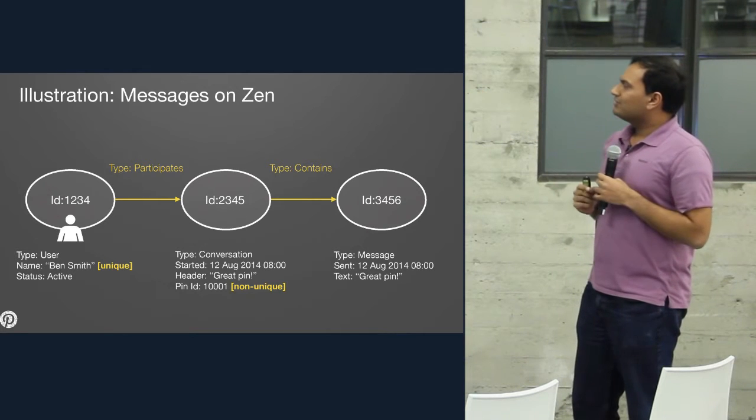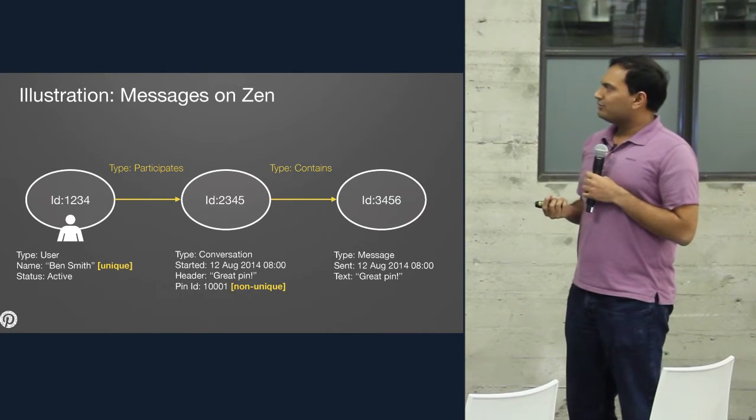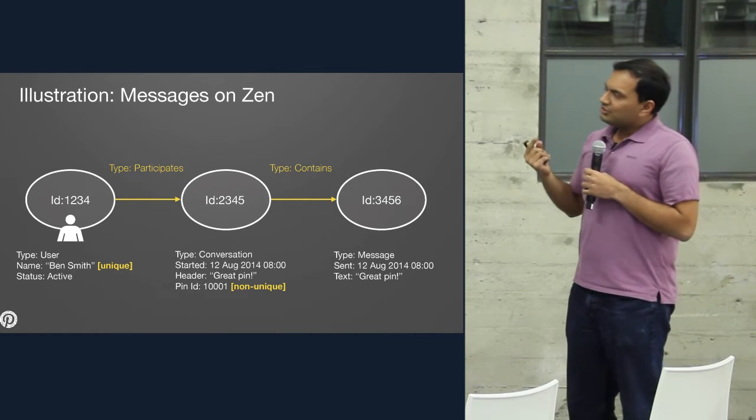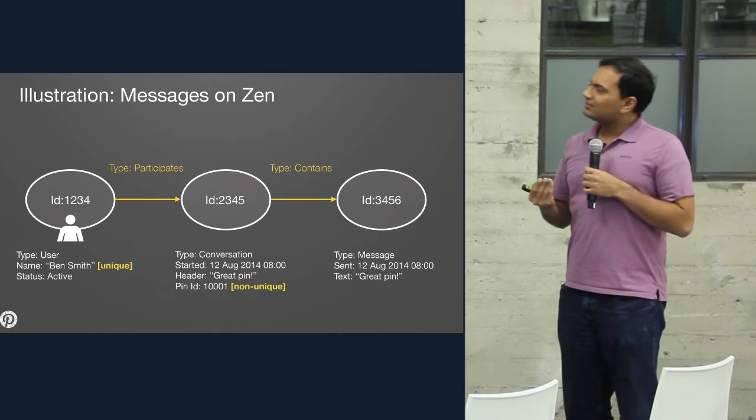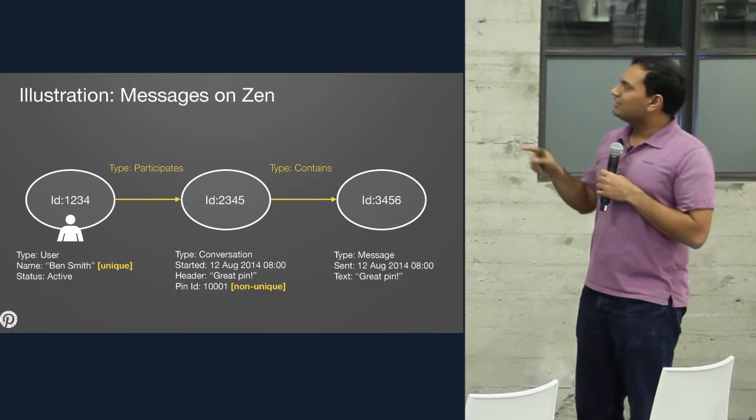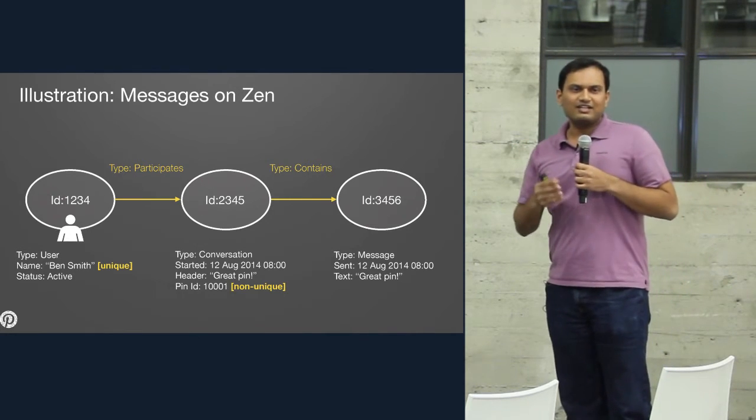There's also an example here of the unique and non-unique index attributes. So let's say I wanted to ensure that usernames are unique across all nodes of type user. All I do is attach the unique index attribute to the name property, and Zen will ensure that.